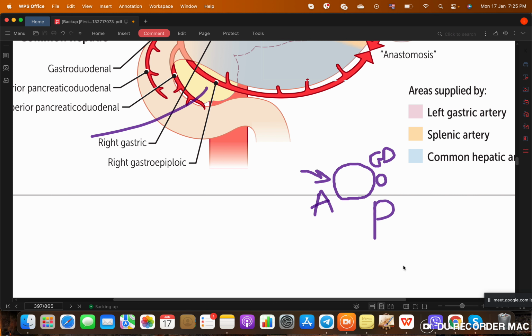If the ulcer was posterior, what symptoms will I have? Can somebody tell me which symptoms I might have if it was posterior? Bleeding, absolutely correct. Yes, bleeding is the main thing. Okay.